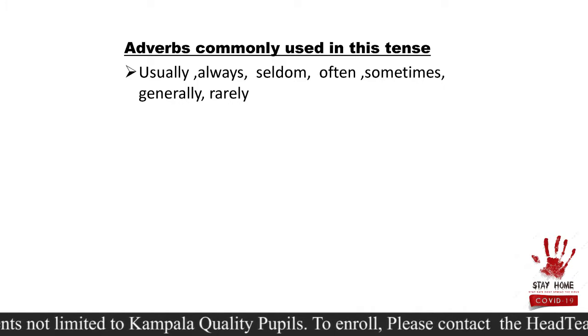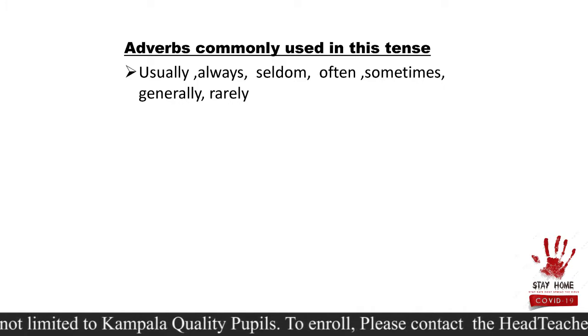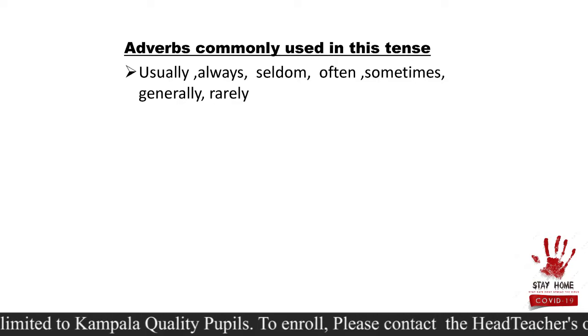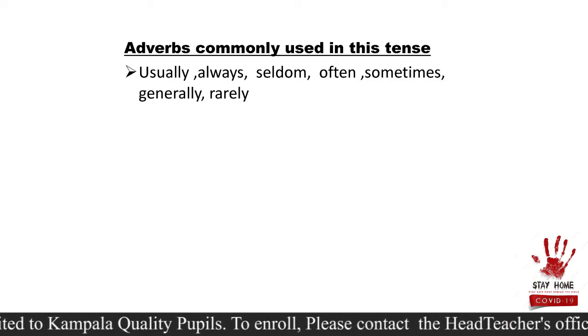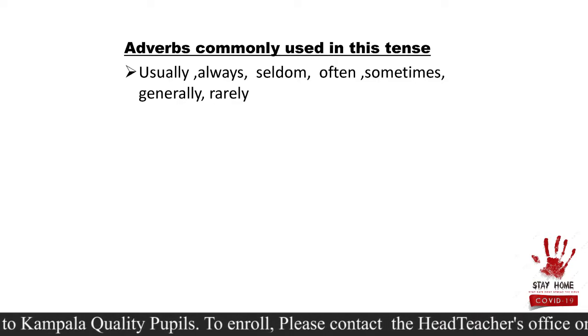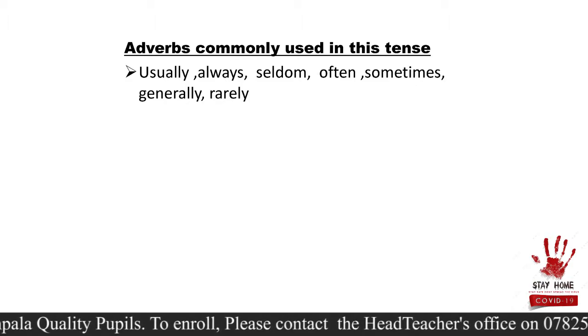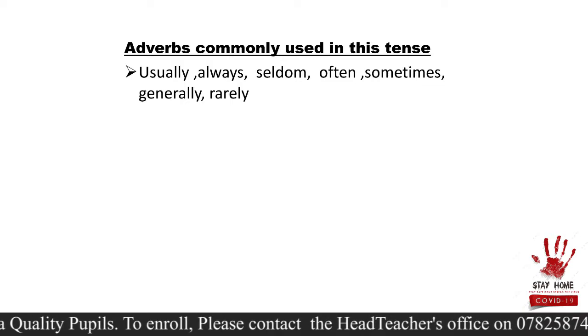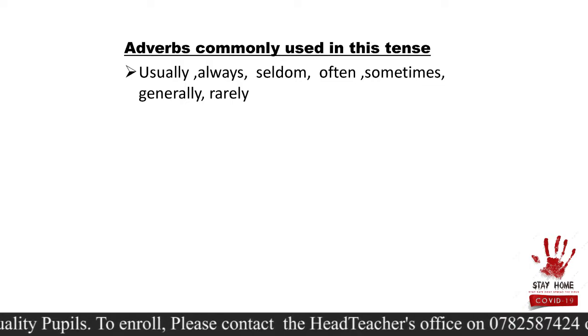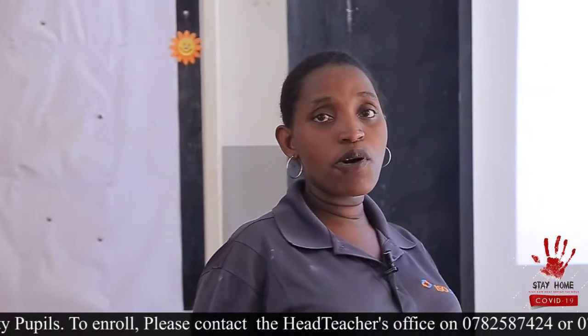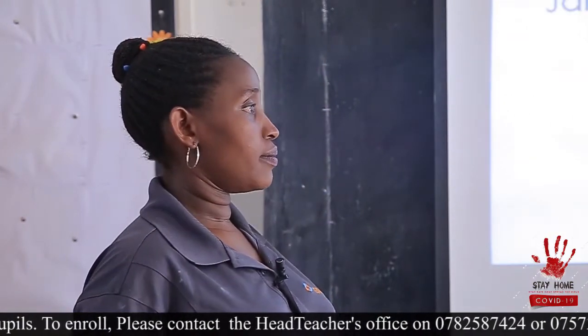Whenever you find these adverbs in a sentence, it is always a simple present tense. So when we are using these, we use them with the simple present tense. We can read them again: usually, always, seldom, often, sometimes, generally, rarely. They are adverbs that are used in the simple present tense.